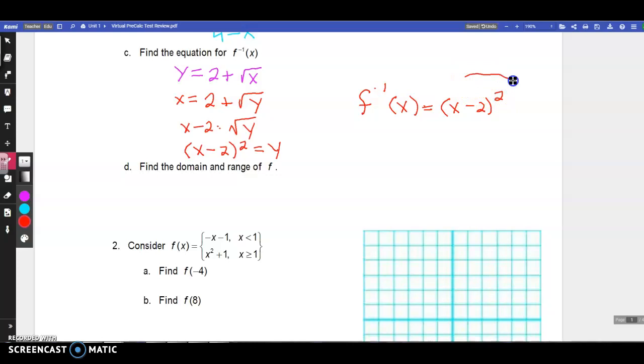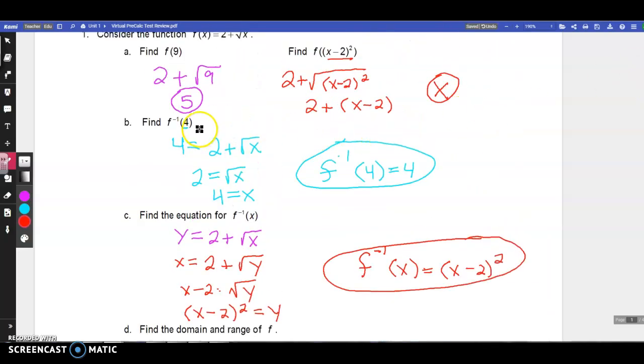Now, if you got that answer, that's great. But I'm trying to make sure we understand and make some connections here, because there's a couple we can make. If I go back up, the first thing I can do is check part B. Part B says f inverse of 4. We said it's equal to 4. To check that, now that I have an equation for f inverse, I can just plug in 4. 4 minus 2 is 2. 2 squared is 4. So I feel pretty good about that.